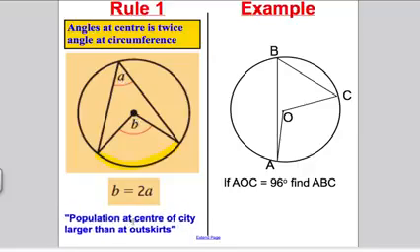If you're struggling remembering that, I sometimes think the population at the centre of a city is bigger than the outskirts of a city. So there's one way of remembering it. Let's just do a quick example here. Here's a typical question for us.